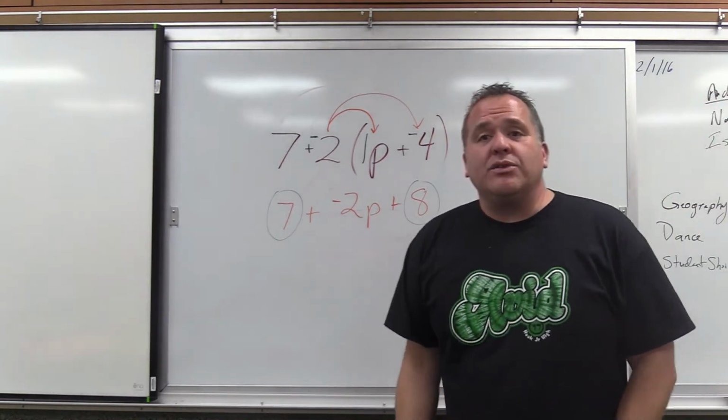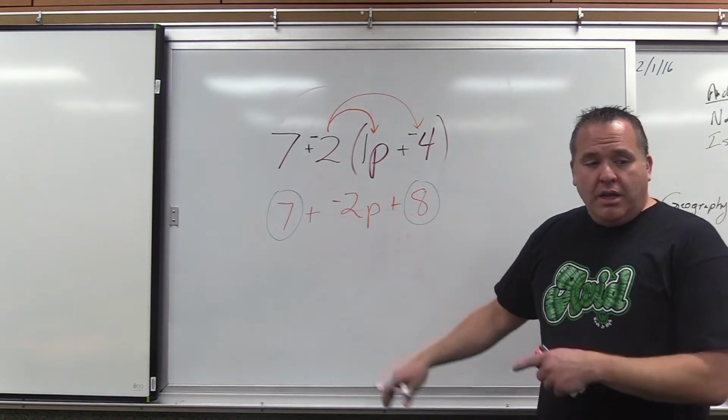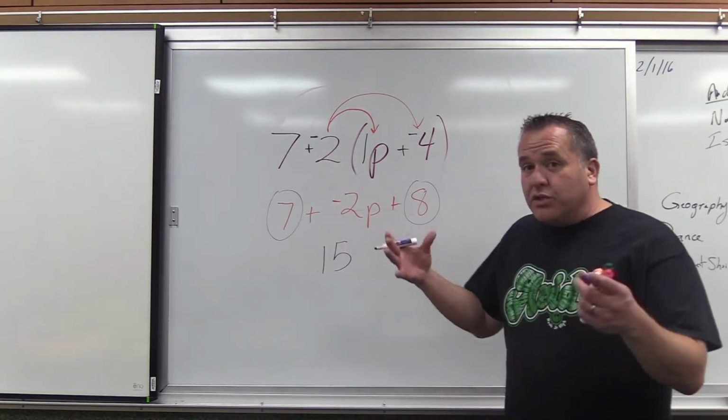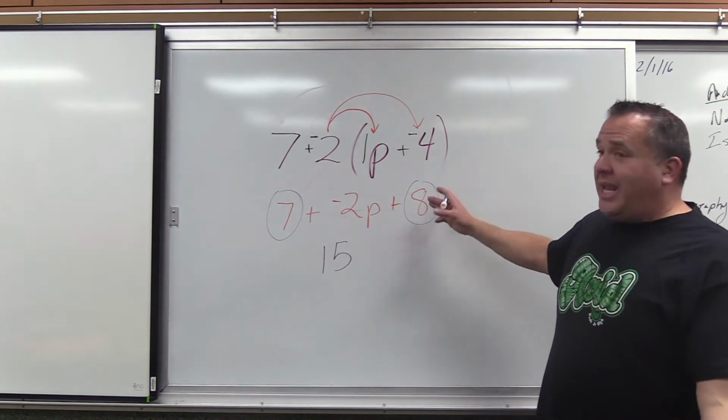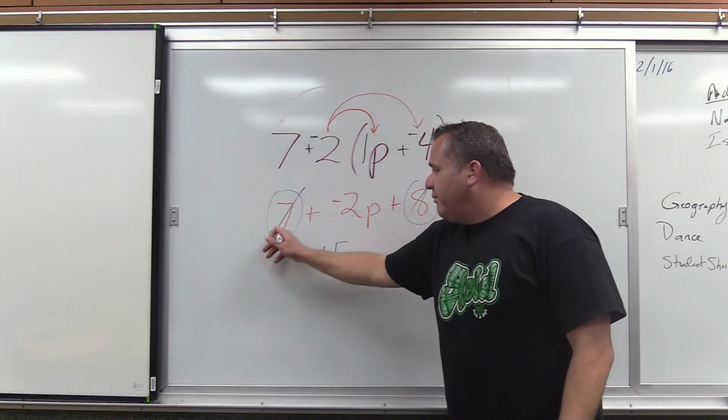Now those two signs are the same, and so we're going to add them. 7 plus 8 is 15. So I'm going to put a 15 right here, right? And it's going to stay positive because the bigger number is 8 and it's positive, so it's going to be positive 15. I used those.